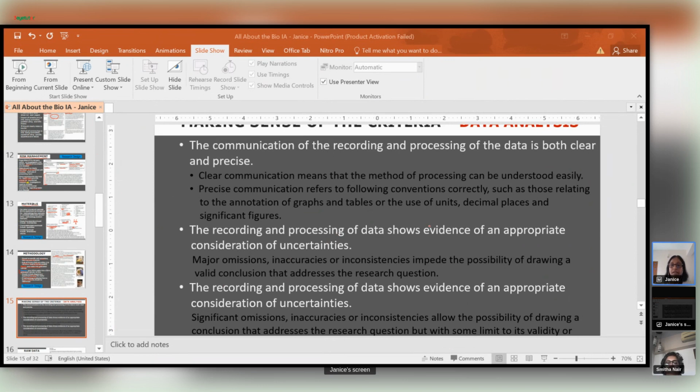Now if you see the difference between both of these: here there are major omissions, here there are significant omissions. And this allowed the possibility of drawing a conclusion. That means there is a significant omission which may not allow you to come to the conclusion that is desired. It may give you a wrong conclusion. When I explain this using this example, you will understand it in a much better way.